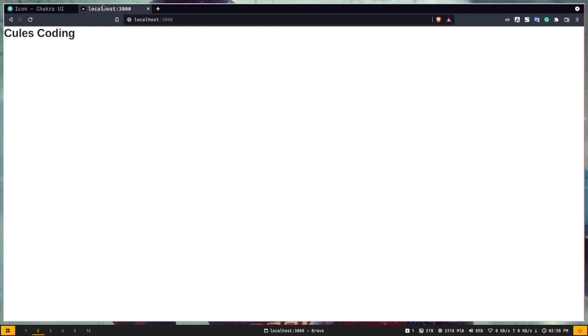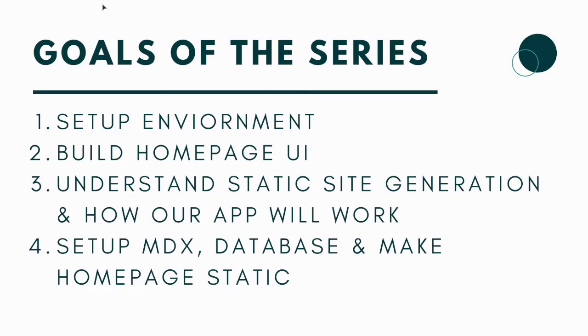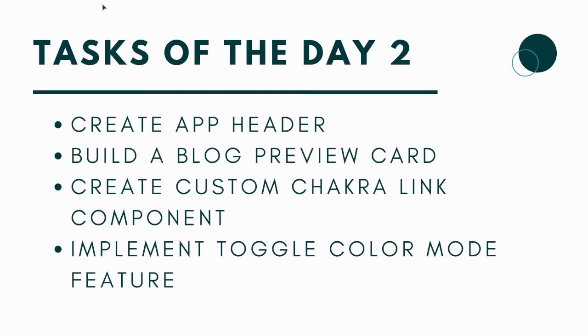Alright guys, so in the last video we have set up our environment, we have set up our Next.js app with Chakra-UI. So today our goal is to build the homepage UI, and we are going to complete these tasks. First we're going to create the app header, then we're going to create the blog preview card, then we are going to create a custom Chakra link component that will combine the Next.js link component and the Chakra-UI link component. And finally, we will implement the toggle color mode feature, which is pretty easy to do with Chakra-UI. So these are the tasks we're going to do. So without further ado, let's get started.